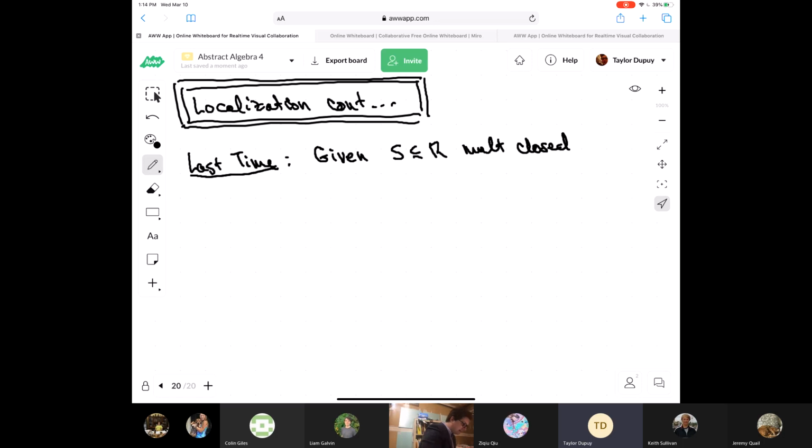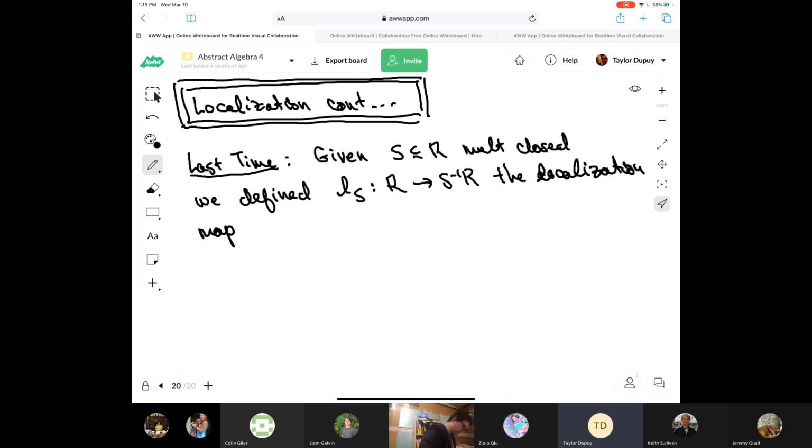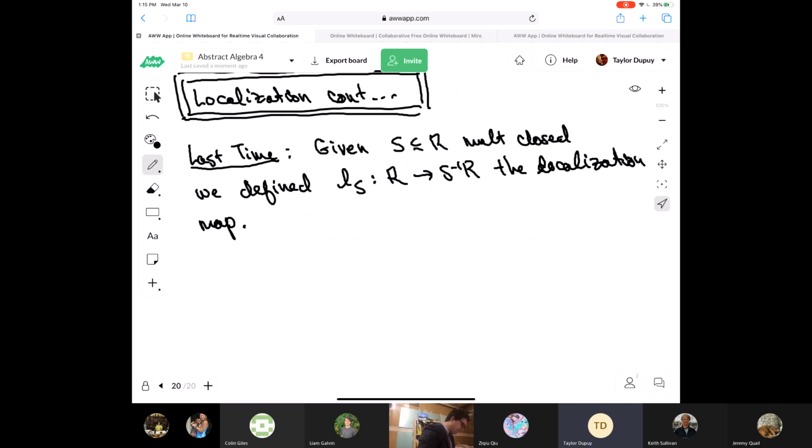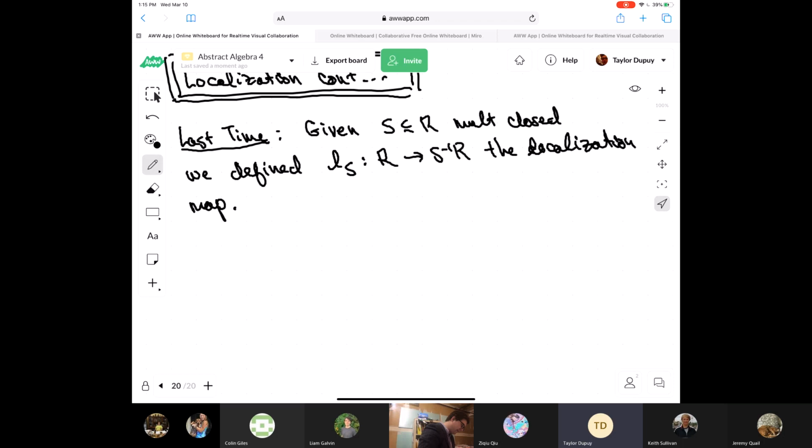Given S, we defined the localization, L_S from R to S inverse of R, the localization map. And kind of the important defining property. So we had this for rings.